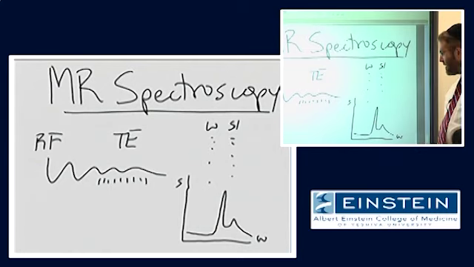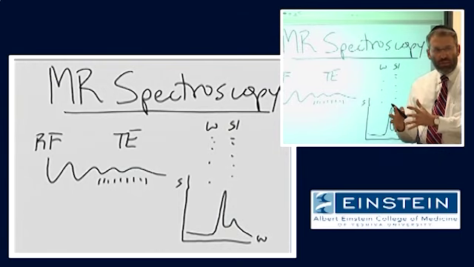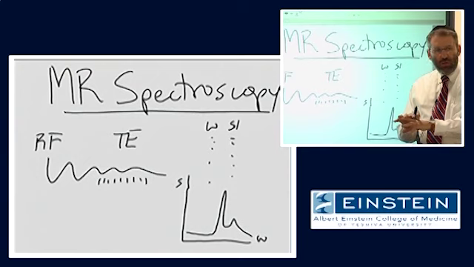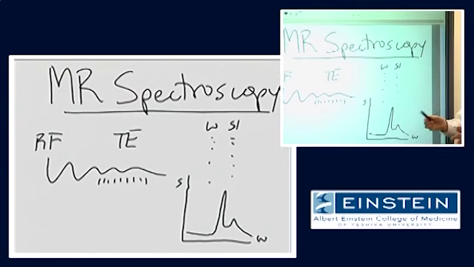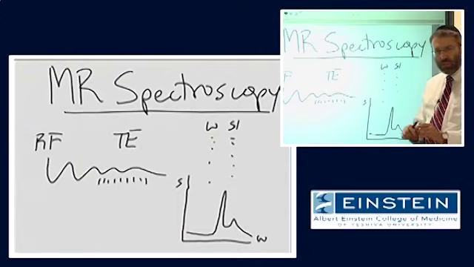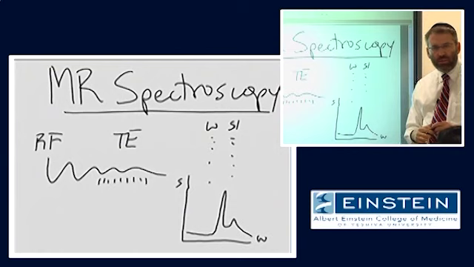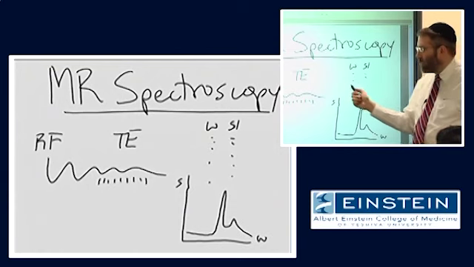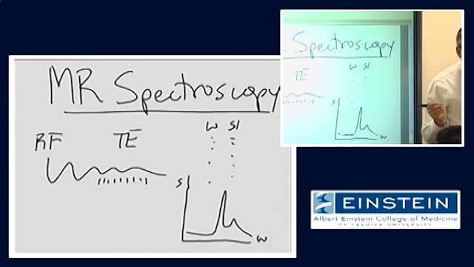What it is telling us is the different frequency components that are in our MR signal with no spatial information whatsoever. So we know that there are different frequencies of precession because of different chemical environments that cause the spins to precess at different frequencies. But it's important to realize that when we do this, there is absolutely no spatial information whatsoever. This signal would come from the entire patient.